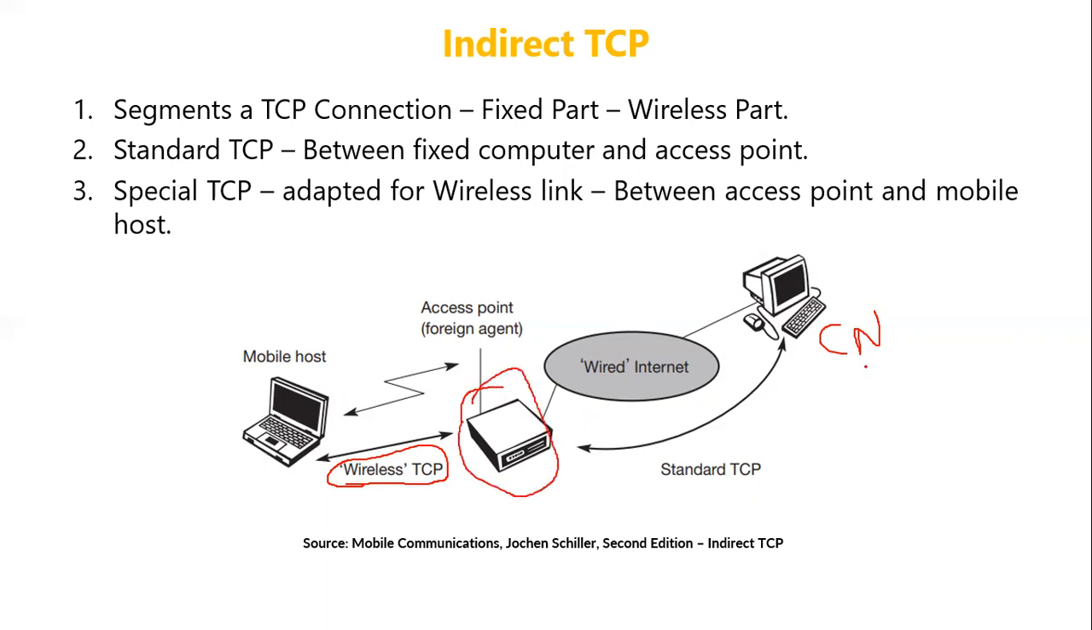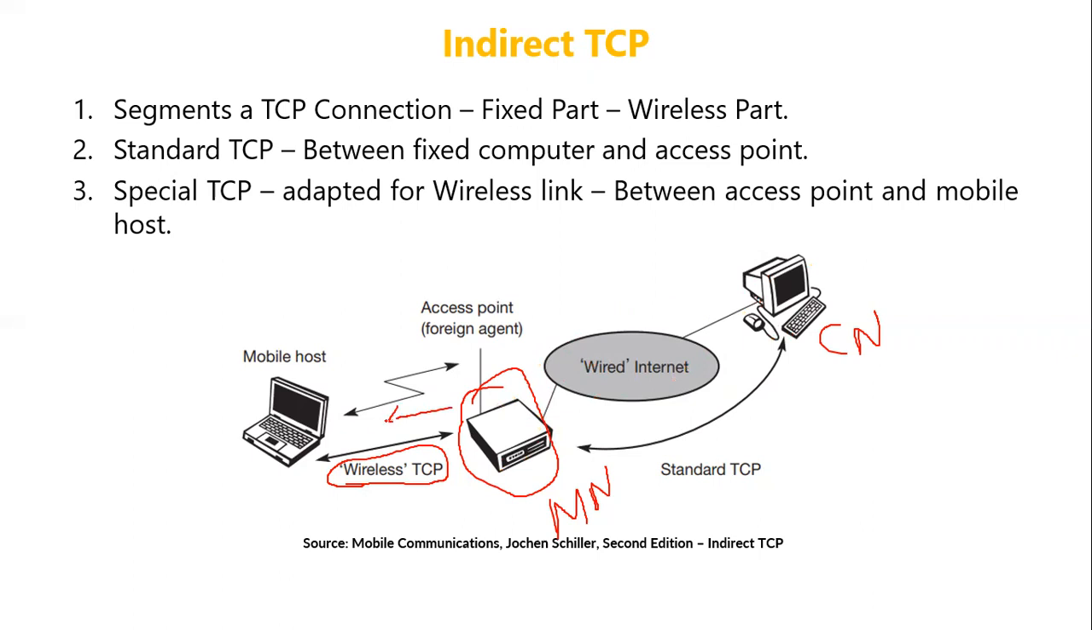With respect to the CN, the CN will see this access point as the mobile node. The CN doesn't know that there is a mobile node here that is connected through wireless TCP. The correspondent node assumes that this is the mobile node and it will send the packet. And whatever packet is transmitted from the correspondent node, the access point will send the acknowledgement for it, and then it will send the packet to the mobile host through the wireless link.